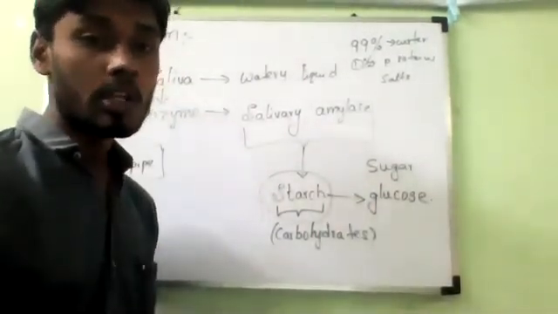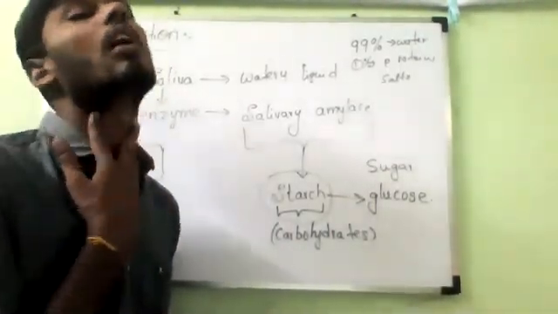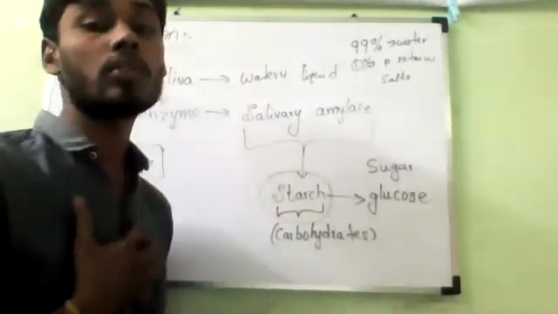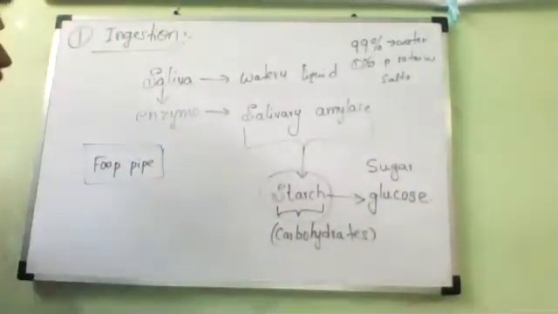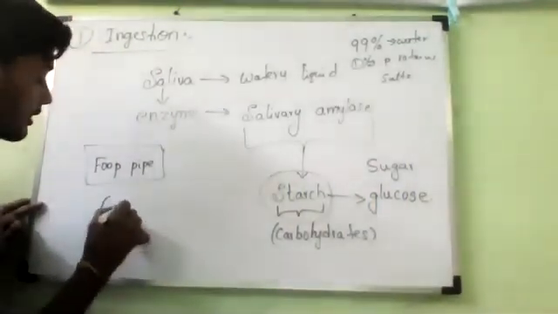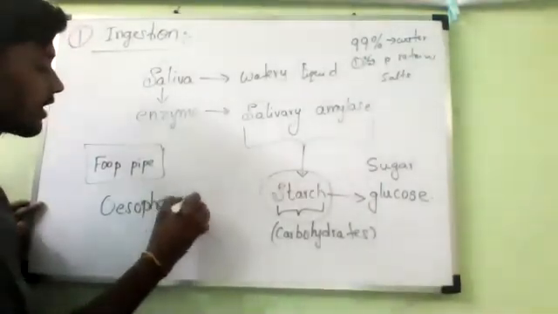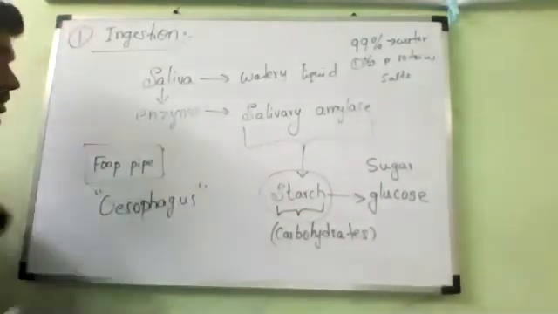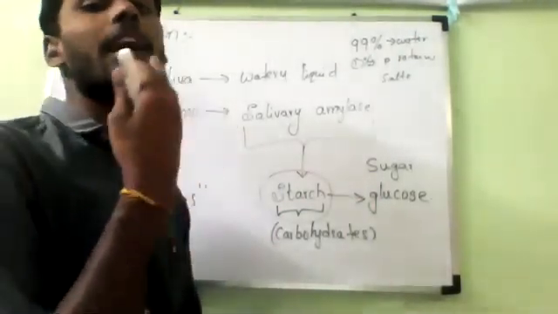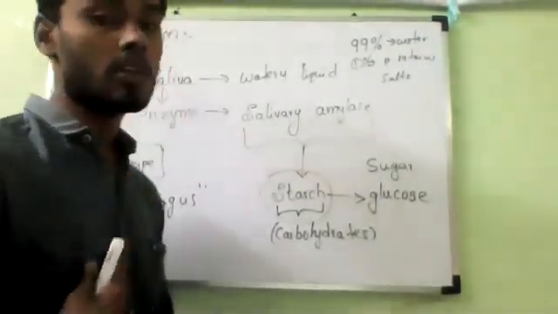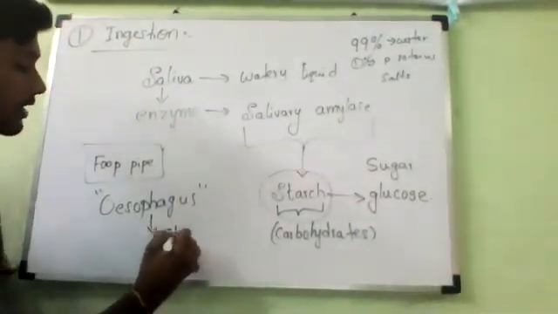Whatever food is swallowed by the tongue goes into a pipe. What should we call it? The food pipe, which is known as the esophagus. So now food is entering into the esophagus, called the food pipe. Now this esophagus carries the food to the main part of the digestive system, called what?